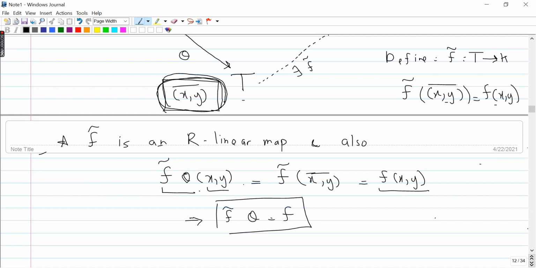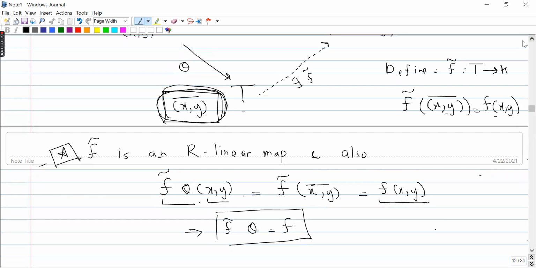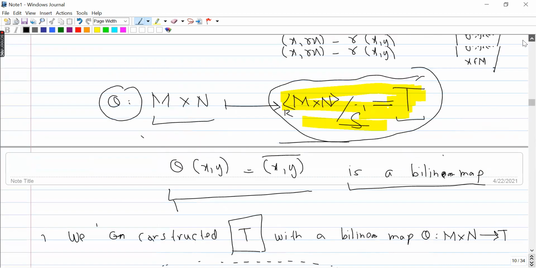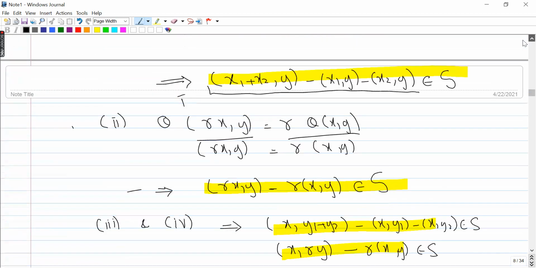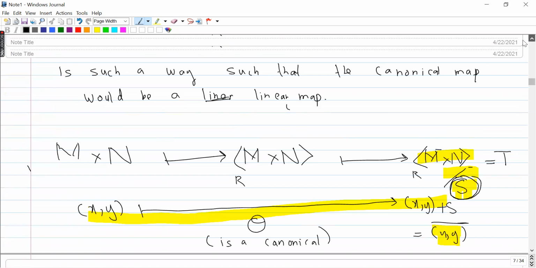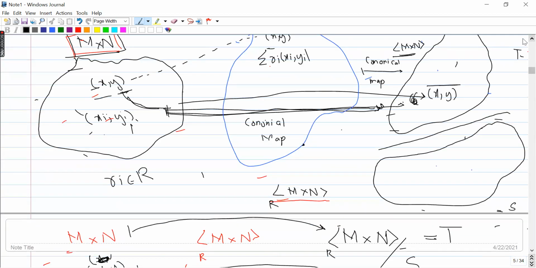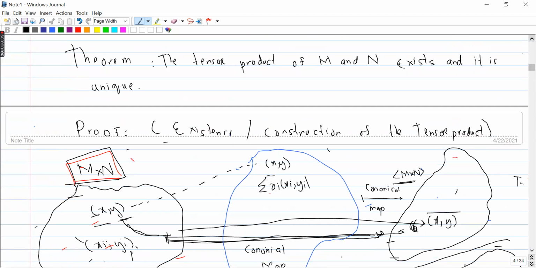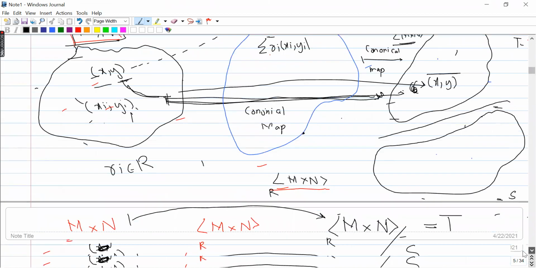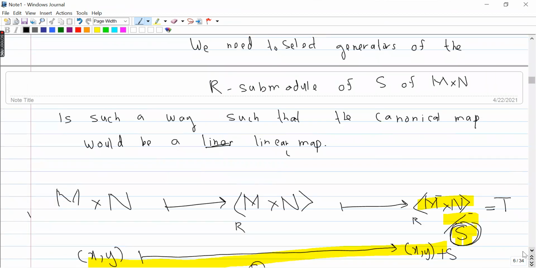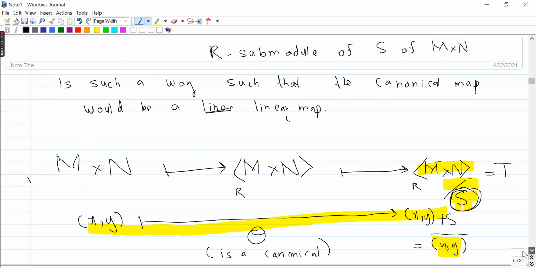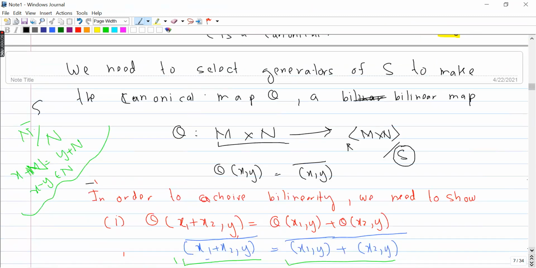So just now we will check whether f is a linear map. Here I have completed the construction part. So my theorem had two parts: first I need to construct T in such a way that the map from M cross N to T is a bilinear map. For construction I made a quotient module. So from M cross N to the quotient module there exists a canonical map, and then we have seen that this canonical map is a bilinear map.